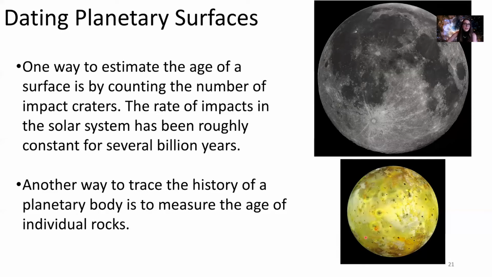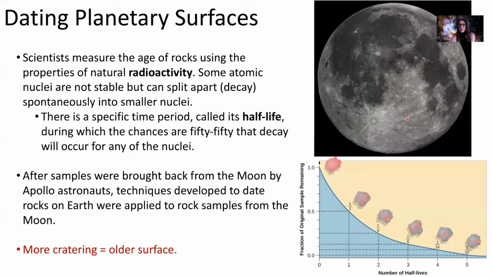Another way you can trace the history of a planetary body is to measure the age of individual rocks. This was done especially for the moon during the Apollo missions. You could go to the moon with the Apollo missions and collect rocks from different portions of the lunar surface, both the mare and the highlands, which are these white regions that have more cratering. Then you can bring them back to Earth and do something called radioactive dating. Scientists were able to measure the ages of rocks by using properties of radioactivity.